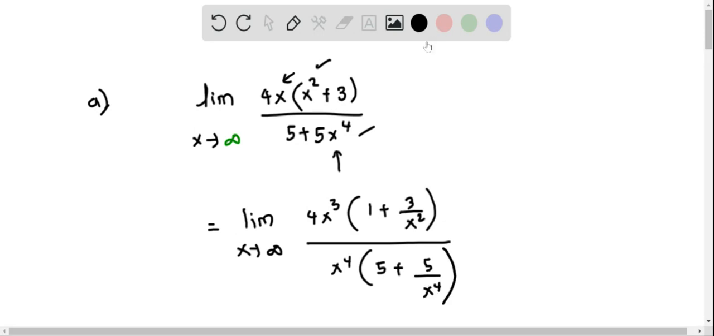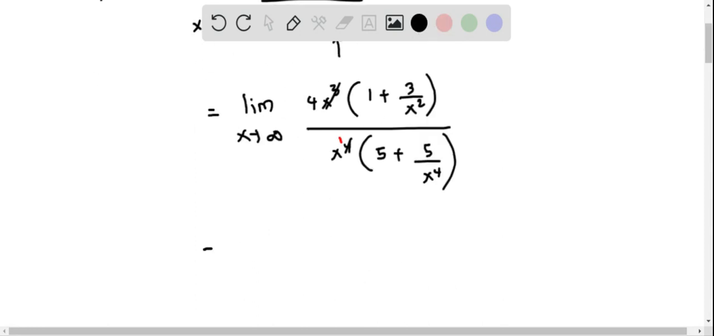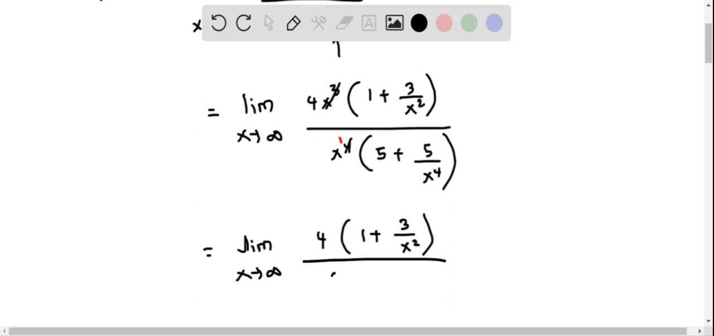We can simplify this. That is, we have x cubed divided by x to the power 4; we can use the exponent rule, so we do the subtraction of 4 minus 3. So therefore, in the denominator, we get x to the power 1. And so we can rewrite this as the limit as x approaches infinity of 4 times 1 plus 3 by x squared divided by x times 5 plus 5 by x to the power 4.